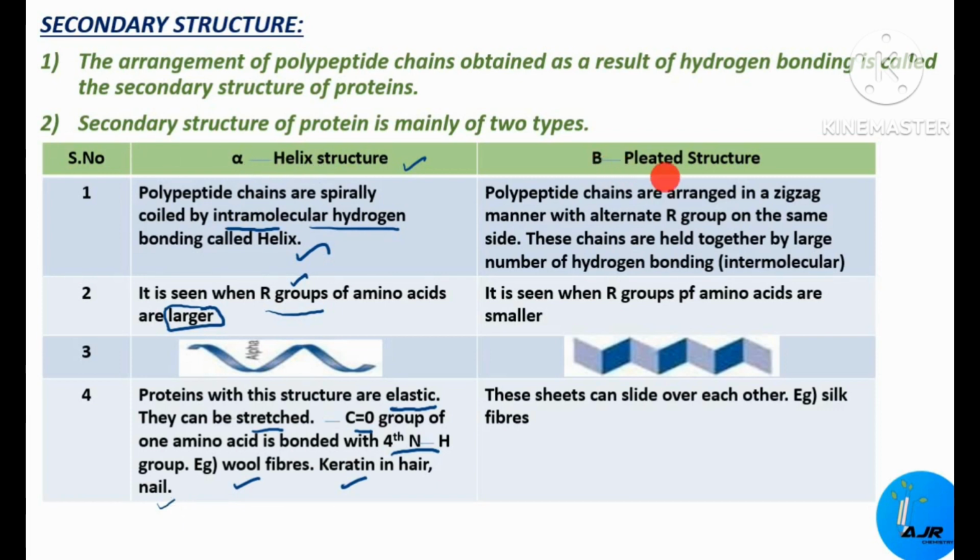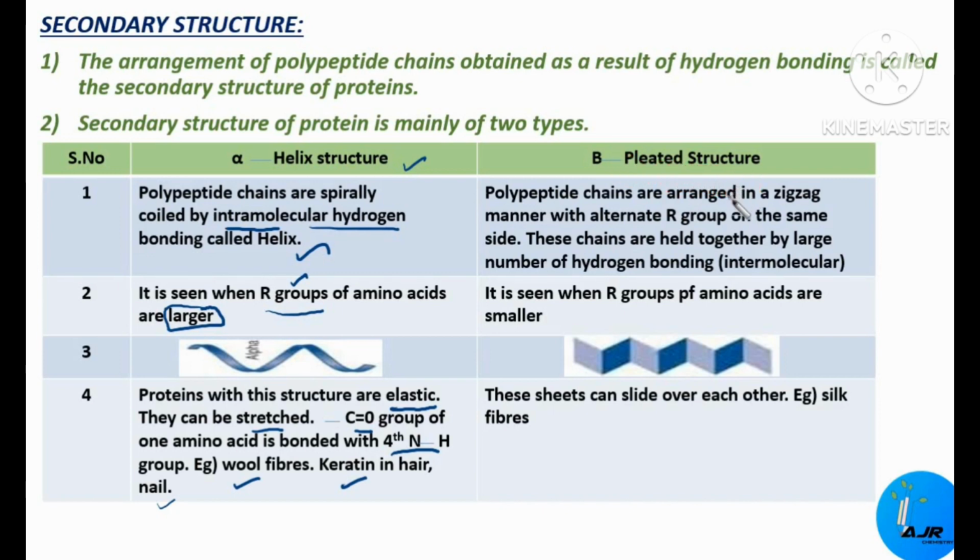The next one is the beta pleated structure, that is, the beta conformation or pleated sheet structure. In 1951, Pauling again proposed another conformation for protein called the beta conformation or pleated sheet structure.